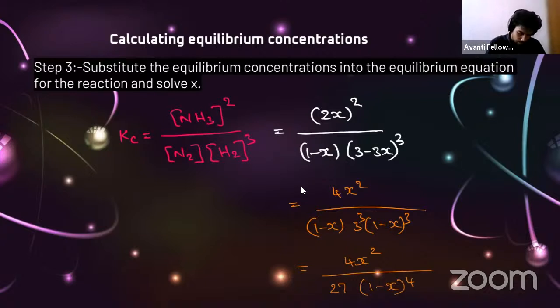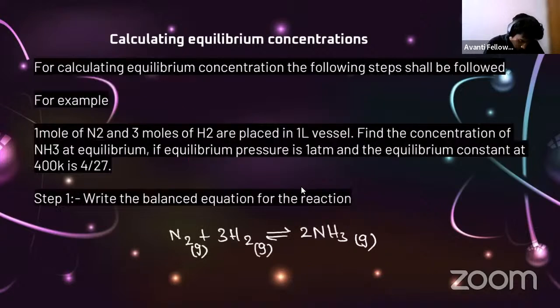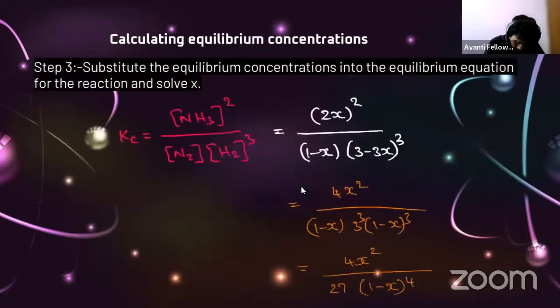Okay. Now, the Kc value is already given, right? The Kp value is already given. What is the Kp value given as? Equilibrium constant is given as 4 by 27. Directly substitute the value of 4 by 27 here. 4 by 27. If you see this, just try to convert this. Nothing but 27, 27 cancel and 4, 4 cancel. What is this equal to? This is equal to 1 is equal to x square by 1 minus x whole power 4.